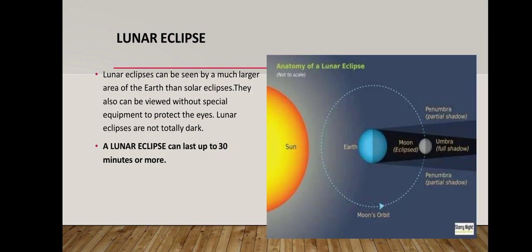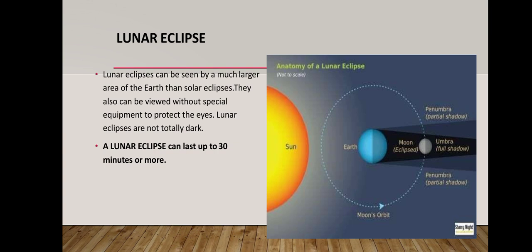Lunar eclipses can be seen by a much larger area of the earth than solar eclipses, because during solar eclipses, it can cause eye burn or retina damage or other very harmful effects to our eyes or our body. But a lunar eclipse can be seen by a much larger area of the world. They also can be viewed without special equipment to protect the eyes. The lunar eclipses are not totally dark, and a lunar eclipse can last up to 30 minutes or more.